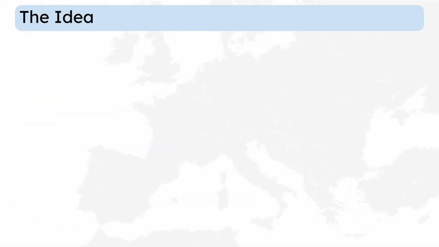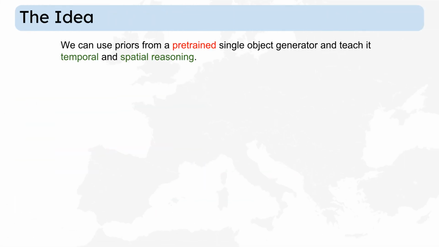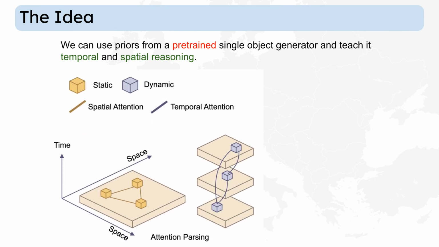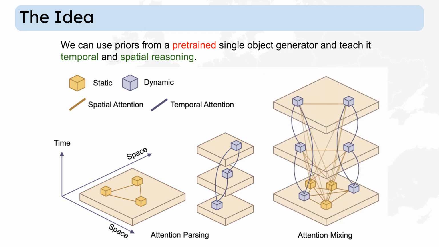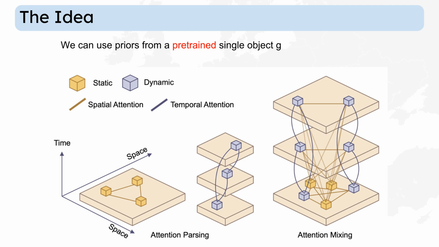Our solution starts from a key insight. We already have powerful pre-trained single-object 3D generators. Instead of building from scratch, we extend one, teaching it two new capabilities on top of its existing priors. Attention parsing is our training strategy. The model learns both spatial attention, connecting objects within a single moment, and temporal attention, connecting the same object across frames in disentangled transformer blocks, so neither interferes with the other. Then at inference, attention mixing activates both simultaneously. Static and dynamic objects jointly attend across both space and time, giving us the full compositional 4D picture.